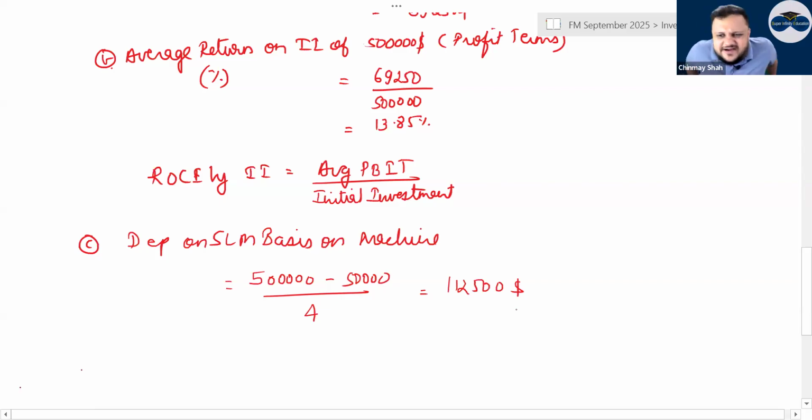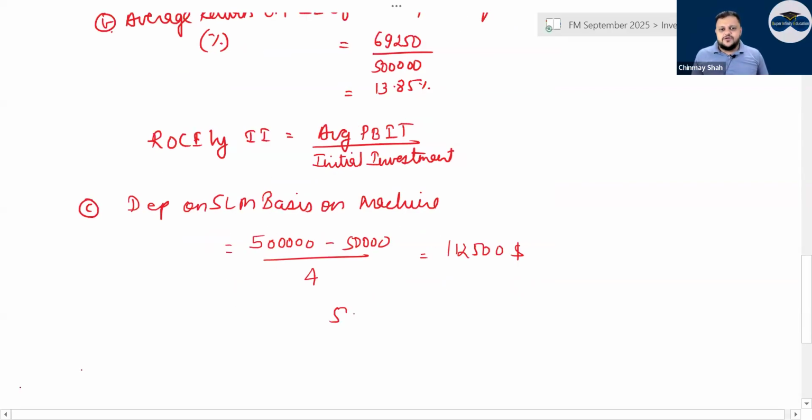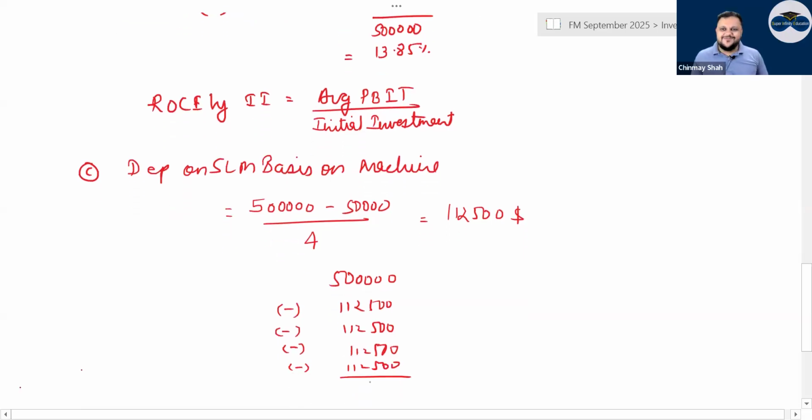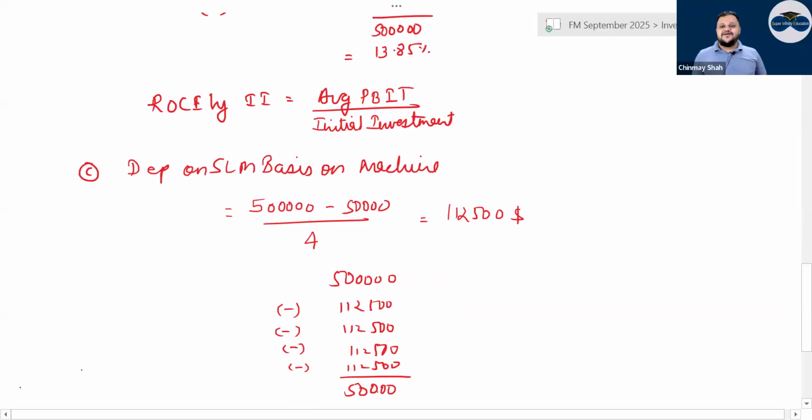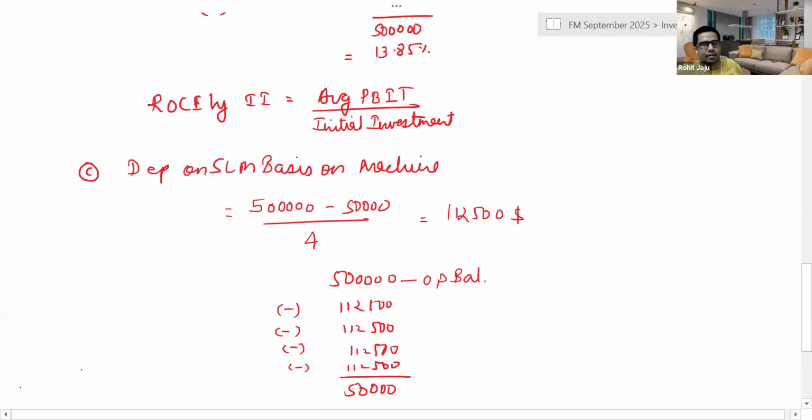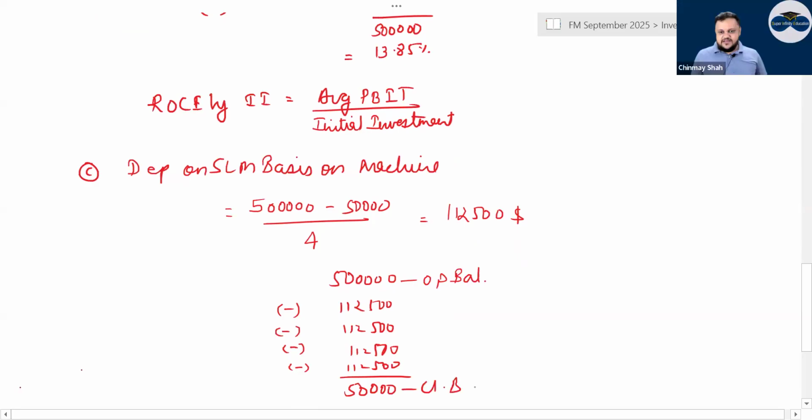Correct? This was not required at all by me, but I want to do something. Now see what will happen. So 400,000 minus every year 112,500, for 4 years. And what would be the closing balance before you sell the machine? Tell me. Zero? No. Before you sell, it is 50,000, the scrap value, sir. So what is the opening balance? Tell me. 5 lakhs. What is the closing balance?